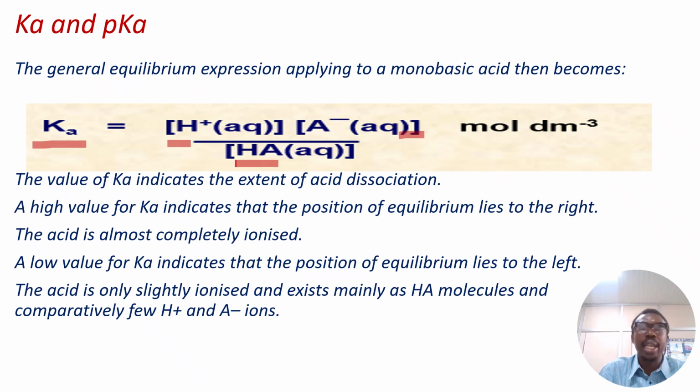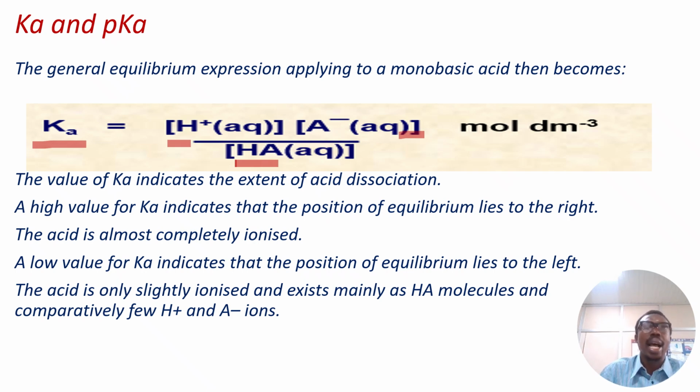A low value for Ka indicates the position of equilibrium lies to the left. That means the acid is only slightly ionized and exists mainly as HA molecules, with comparatively few hydrogen ions and alkanoic ions. That means a low value for Ka indicates a high value for pKa. Then the acid is only partially ionized. That means a weaker acid.